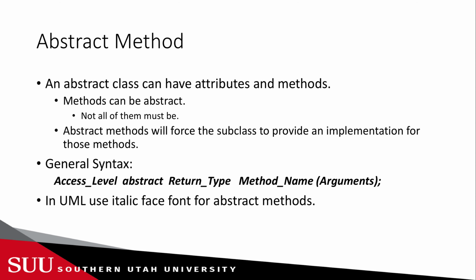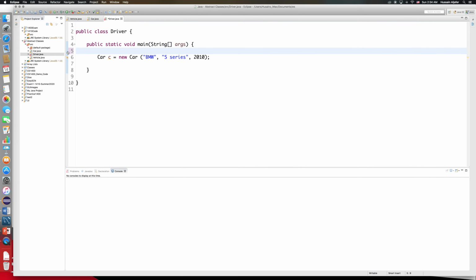Now the general syntax is access level, public or private. Usually it's going to be public because you're going to allow everybody to use it. So public and then abstract, and then you will just write your method. After writing your method, after the parentheses, you will not have any implementation, you will not have any curly braces. You will end this with a semicolon. And in UML, we'll use italic font for abstract methods. So let's see how that's going to affect our code.